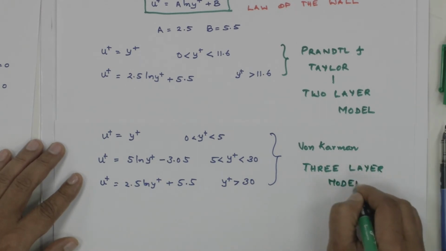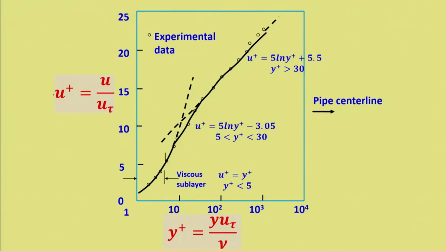So if I get back to my slides and compare these models with the experimental results, this shows u plus versus y plus. You see the three-layer model, and all these dots are experimental data. So you have three different lines. The first line is the viscous sublayer, the second one is the buffer layer, and the third one is the turbulent layer.